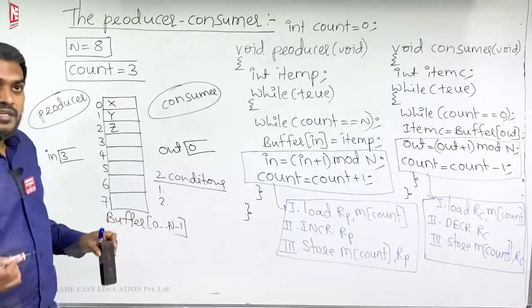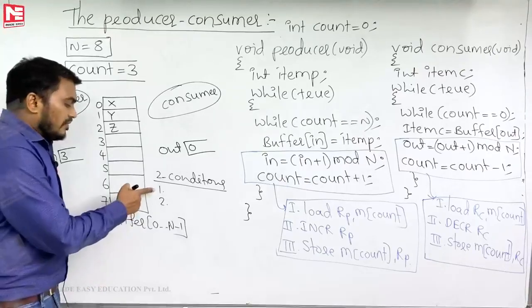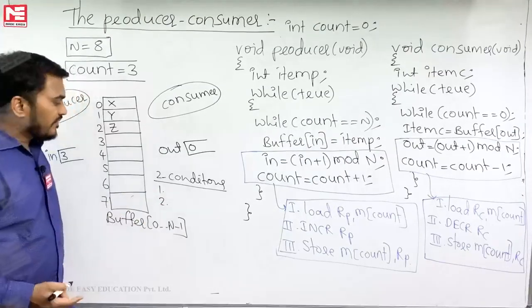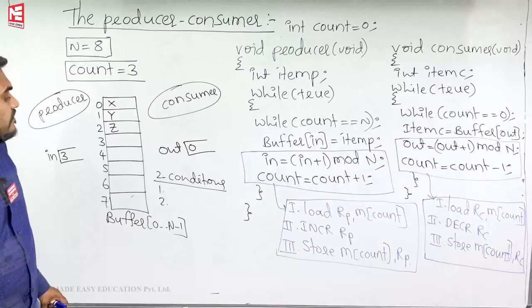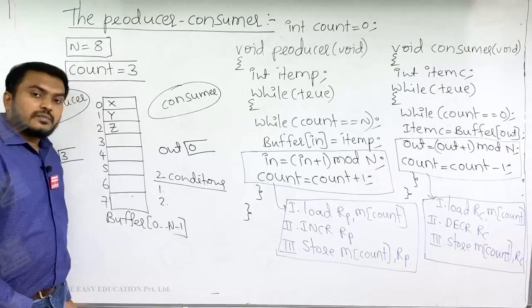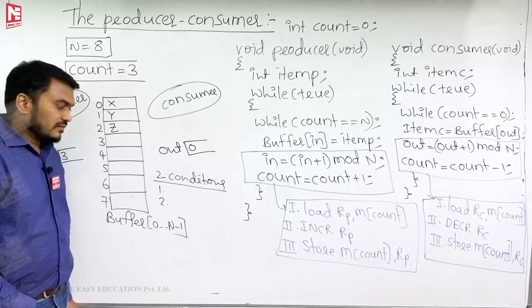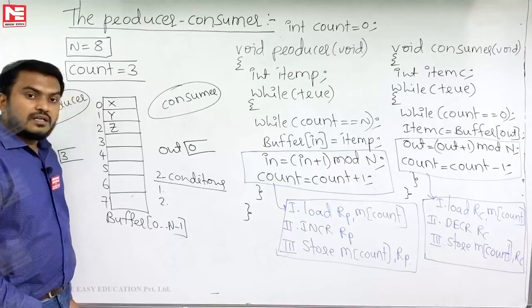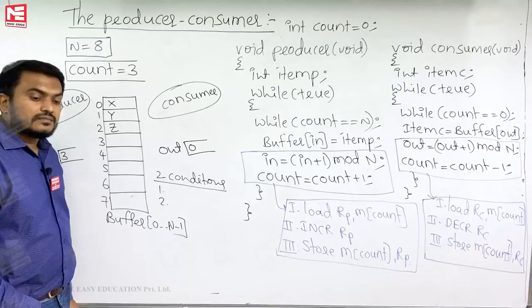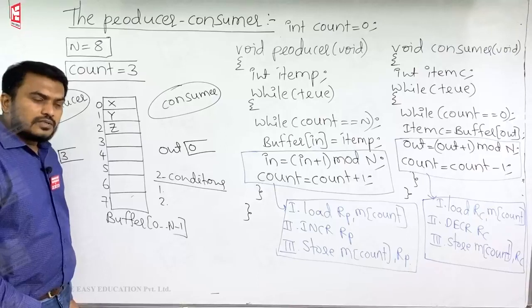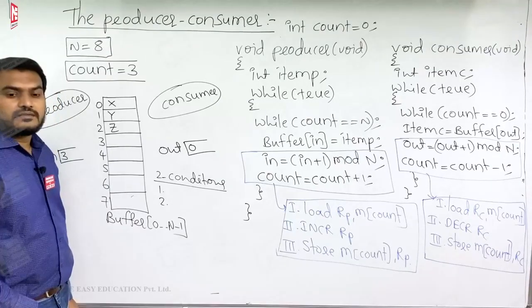Is the point clear? Right. So understand here. Okay, note down. Write the first condition properly: if the buffer is full, the producer is not allowed to produce the item into the buffer.